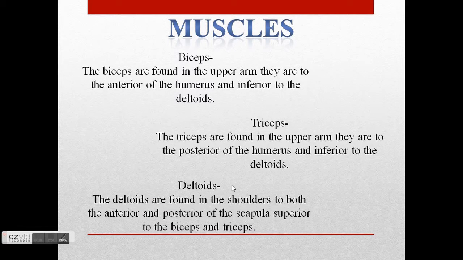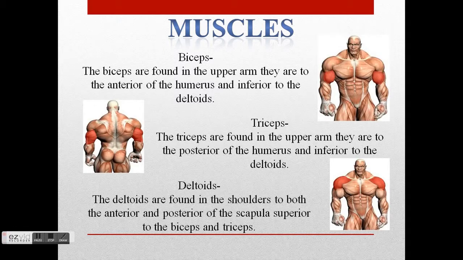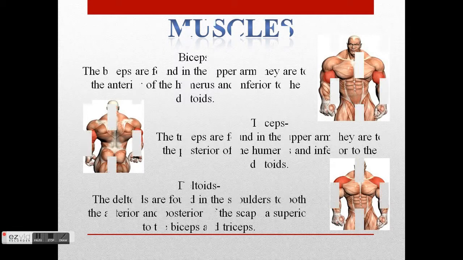The biceps are found in the upper arm. They are to the anterior of the humerus and inferior to the deltoids. The triceps are found in the upper arm. They are to the posterior of the humerus and inferior to the deltoids. The deltoids are found in the shoulder to both the anterior and posterior of the scapula, superior to the biceps and triceps.